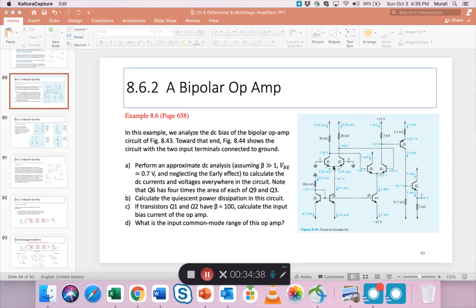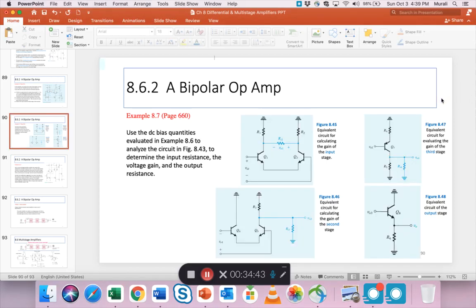Alright, so that was example 8.6. The next example, 8.7, is interesting because now that we have seen all the DC bias stuff in the previous example, we start to understand the working of this as an amplifier, right? You want to know the total voltage gain from the input to the output, and you also want to know what is the input resistance of the op amp and what is the output resistance.